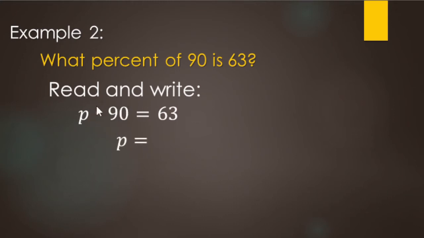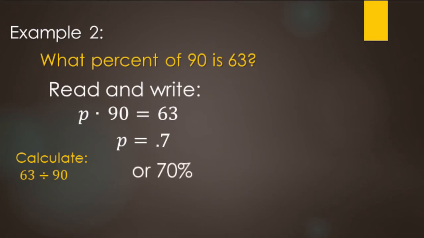We want to get P by itself, so it looks like this. So we're going to undo this 90 with a divide by 90. So if you know how to do this in your head, great. If not, go to the calculator. 63 divided by 90, and that's going to be 0.7. So notice the question, though, is asking what percent, not what decimal, what percent. So we do need to change this decimal here to a percent. So we're going to move the decimal place over 2 spots, and that's going to be 70% there.